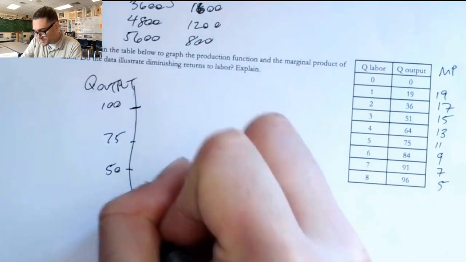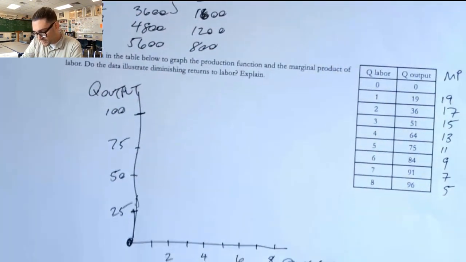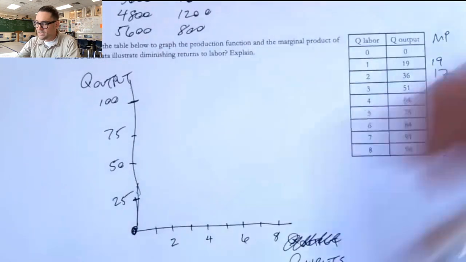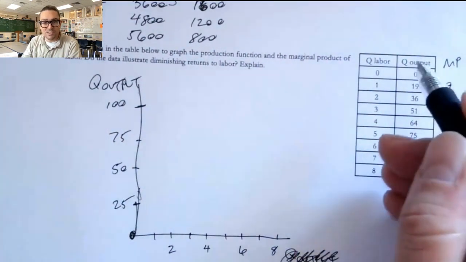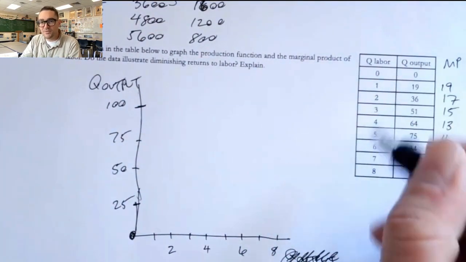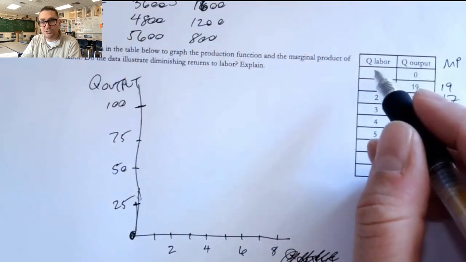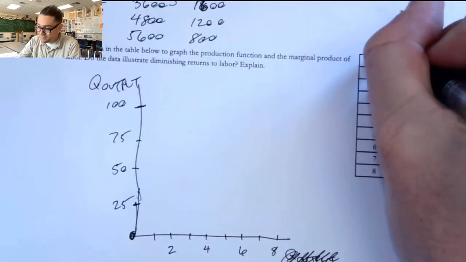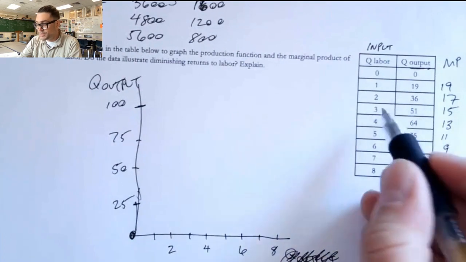I'm just going to kind of pick some intervals here to kind of roughly sketch what this graph's going to look like. It doesn't have to look pretty, but just kind of roughly what it's supposed to be here. And the first one I'm going to do is the total product function, which is basically the quantity of input, that's the labor, to the quantity of output.